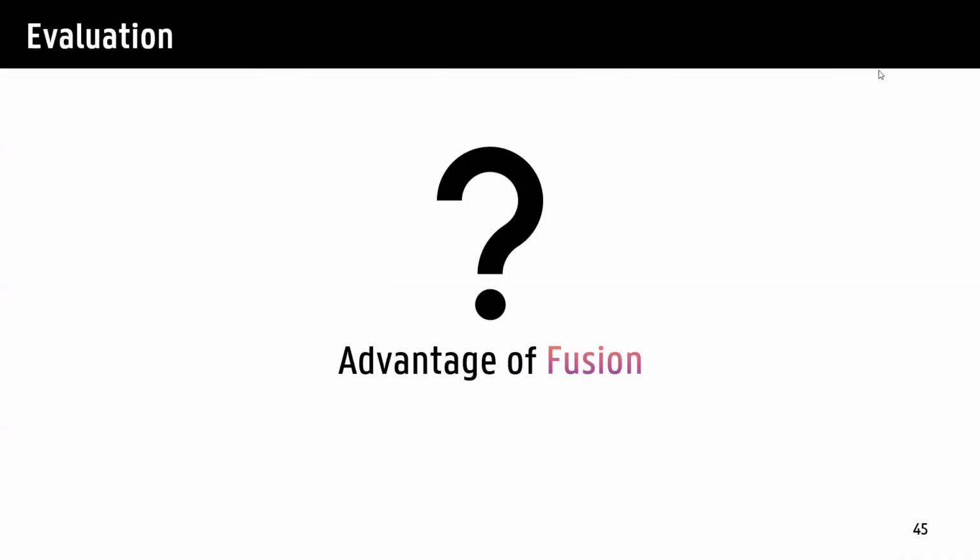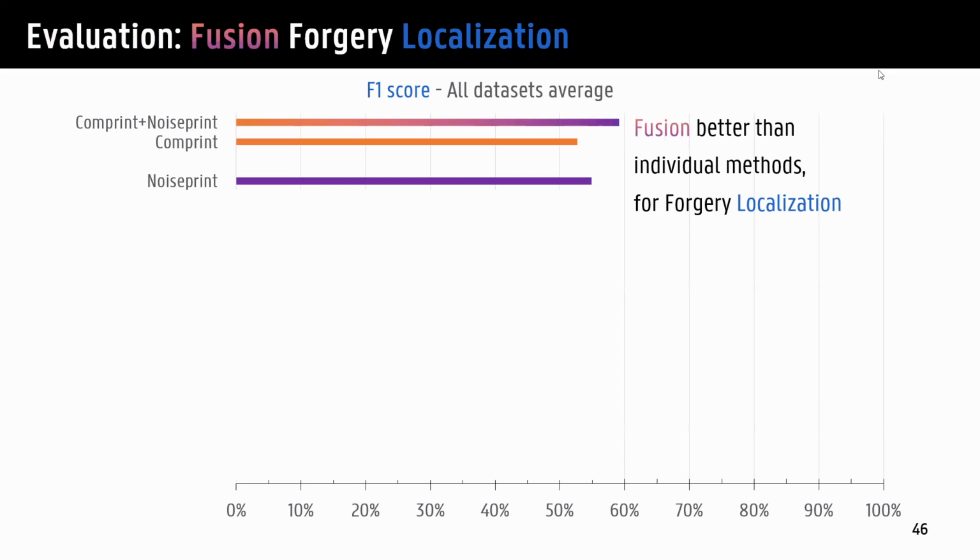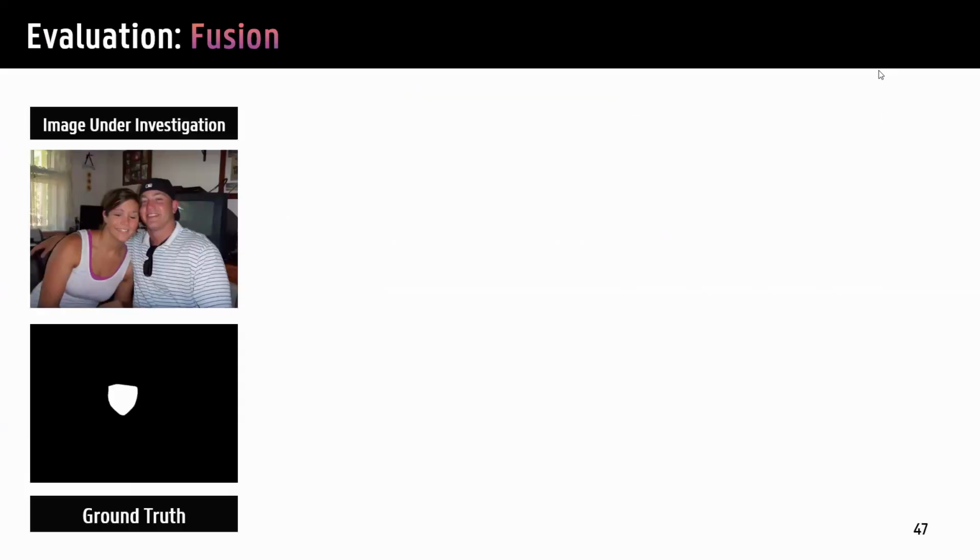Now let's take a look at what is the advantage of the fusion of the noise print and Comprint. So here we have the Comprint in orange, noise print in purple, and then the fusion on top. So we see that for the F1 score for forgery localization, the fusion actually performs better than both of those methods individually. And that is something for a cherry-picked example here that we can show as well.